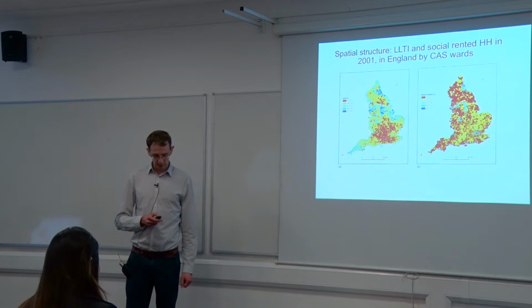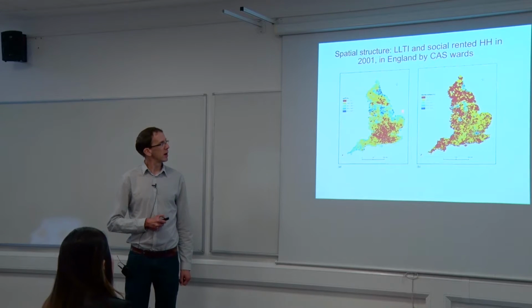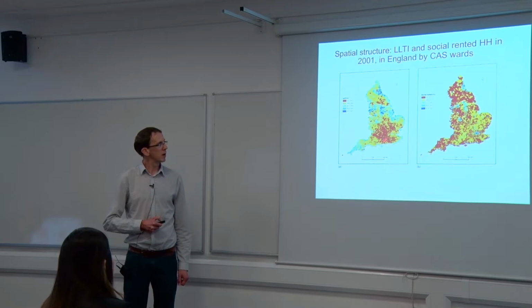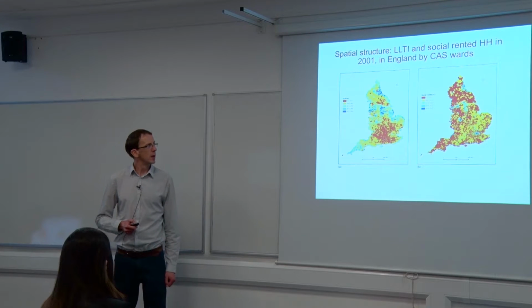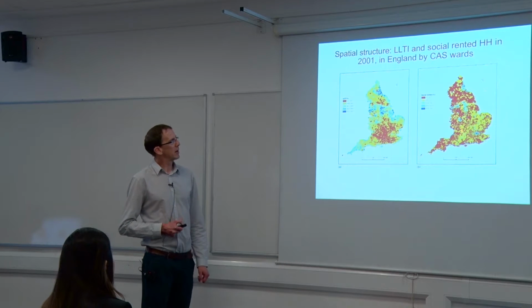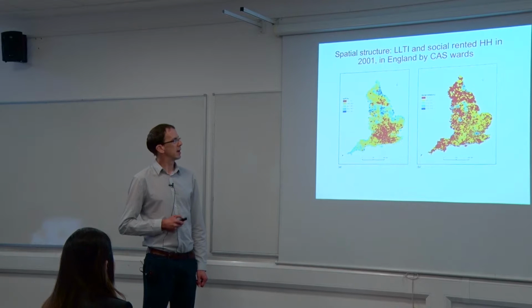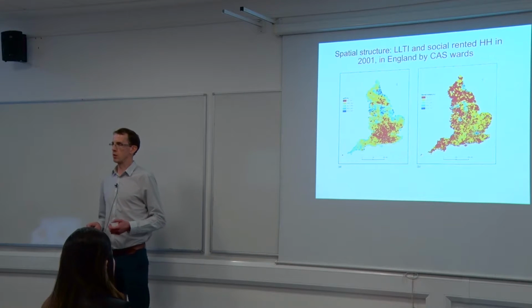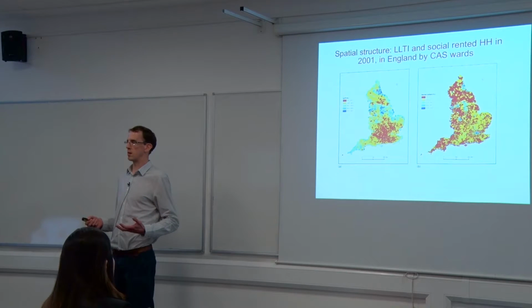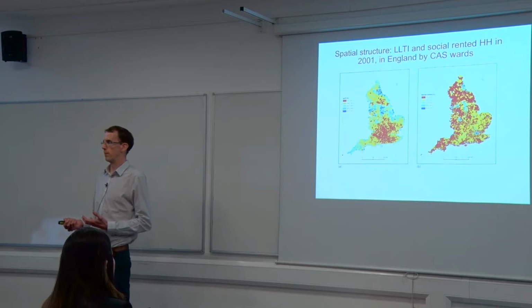If you look at the map on the left, you can see quite a large scale variation. We've got lower rates generally in the south and east, and higher rates particularly in urban areas of the north. We've got a slightly different pattern when we look at social rented households, with places like London, Birmingham, Manchester, Liverpool popping out with high rates of social rented households. So the scale of the process in these two cases is really different.